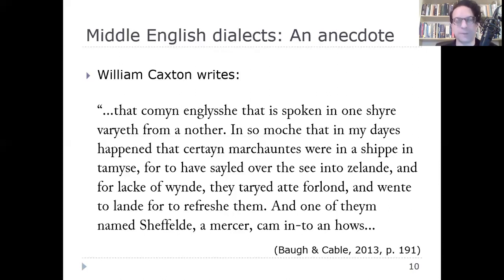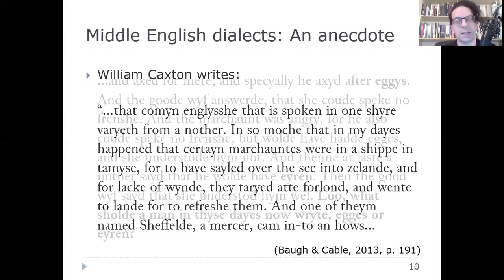Okay, and one of them, named Sheffield a mercer, came into one house and asked for mete.